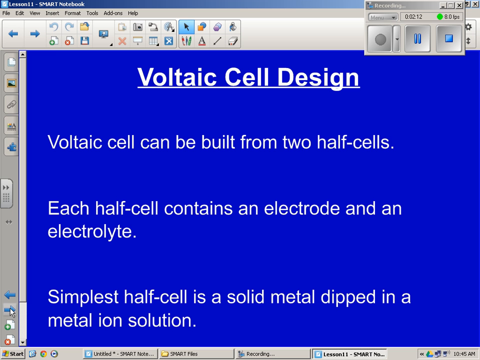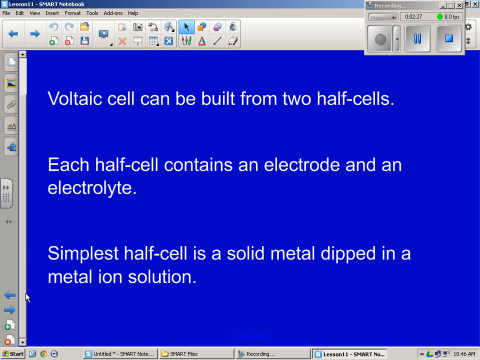Voltaic cell design. Voltaic cells can be built from 2 half cells, all right? Each half cell contains an electrode, so a solid conductor, and an electrolyte, so some type of ion. The simplest half cell is a chunk of solid metal with the metal ion solution. When we went to the lab and did the copper strips and the zinc and the magnesium, and you guys dipped them, we did that spontaneous, not spontaneous reaction stuff, remember? That is the simplest half cell right there, okay?